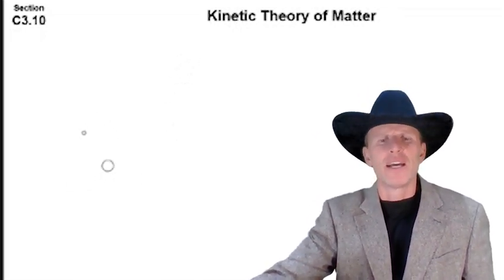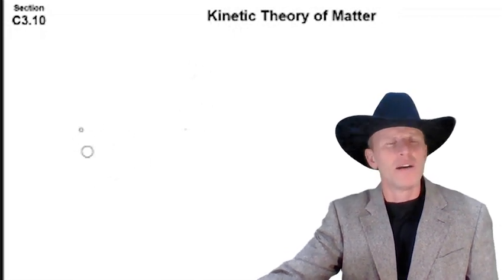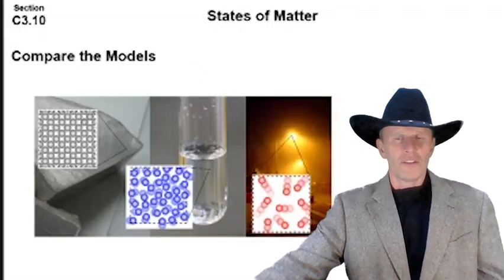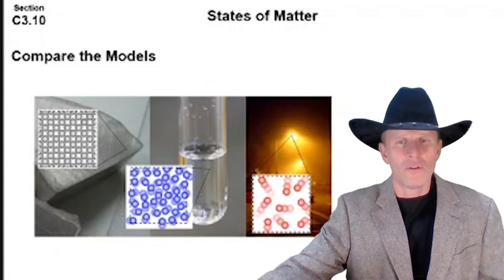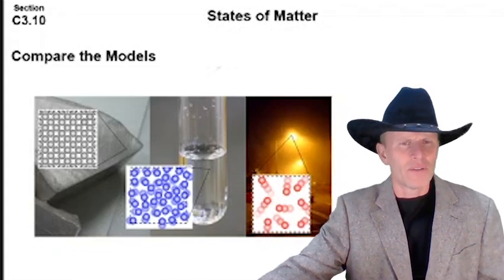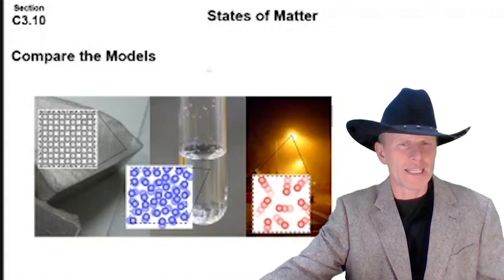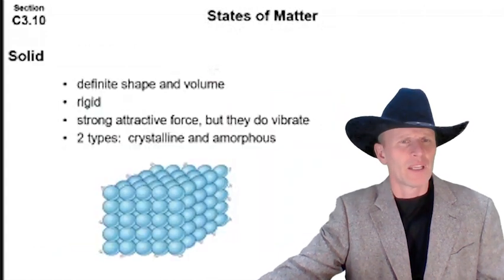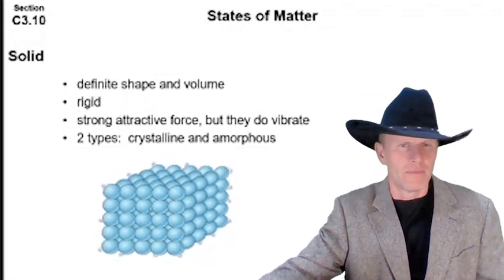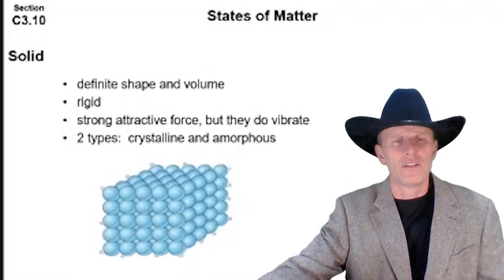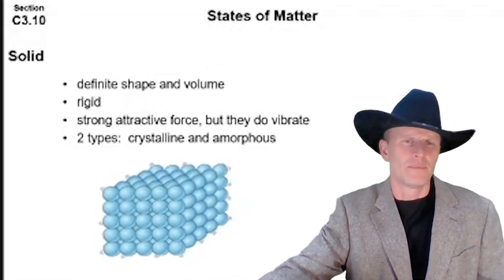This theory helps us visualize the differences among the states of matter. Notice the following. In solids, liquids, and gases, the diagrams show different distances between the atoms. Notice how closely the particles are packed together. In a solid, we have a definite shape and volume. It has a rigid structure, and the solid has an attractive force, but the particles do vibrate a little bit. There are two types of solids, crystalline and amorphous.